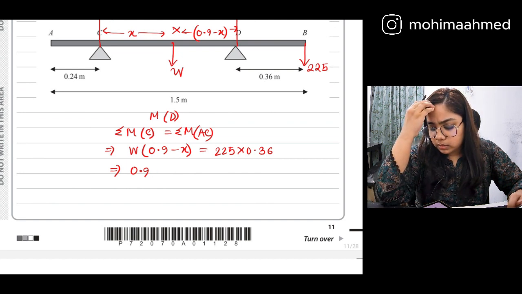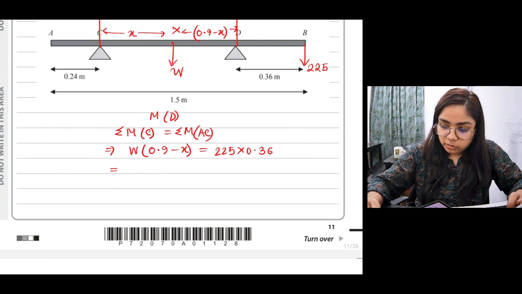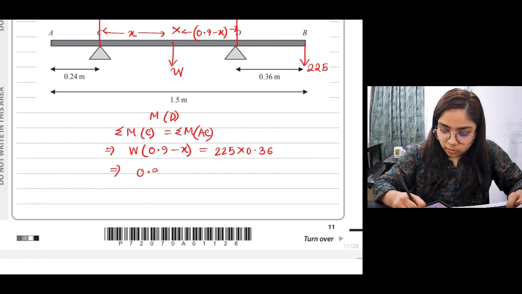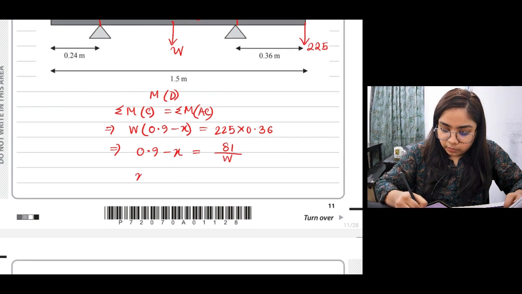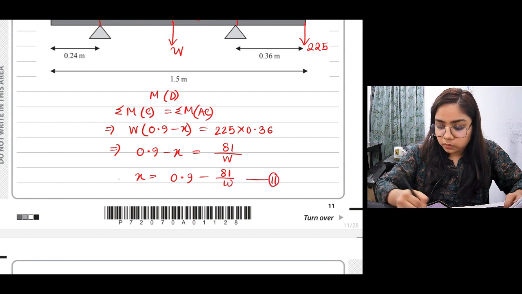I'm obviously not going to make W the subject of this equation. I'll just try to make x the subject of this equation, right? So it's just going to be 0.9 minus x, and over here this was 81 over W. And if I just keep x over here, it's just going to be 0.9 minus 81 over W. This is your second equation.